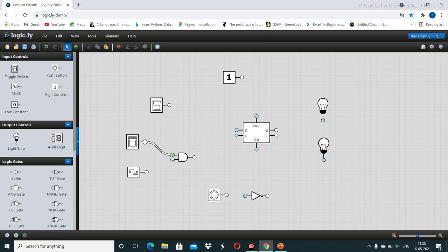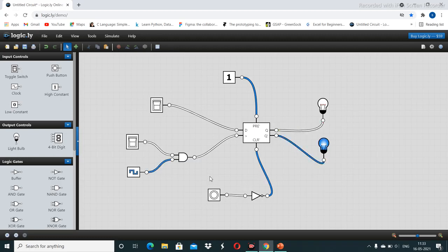Connect the second switch and clock pulse with the AND gate, and the AND gate is directly connected with the D flip-flop, and now the first switch is directly connected with the D flip-flop. Now the high constant is connected with the flip-flop like this, and the push button is connected with the NOT gate, and then it directly goes to the CLR. Now the outputs are directly connected with the output controls. Now push it.